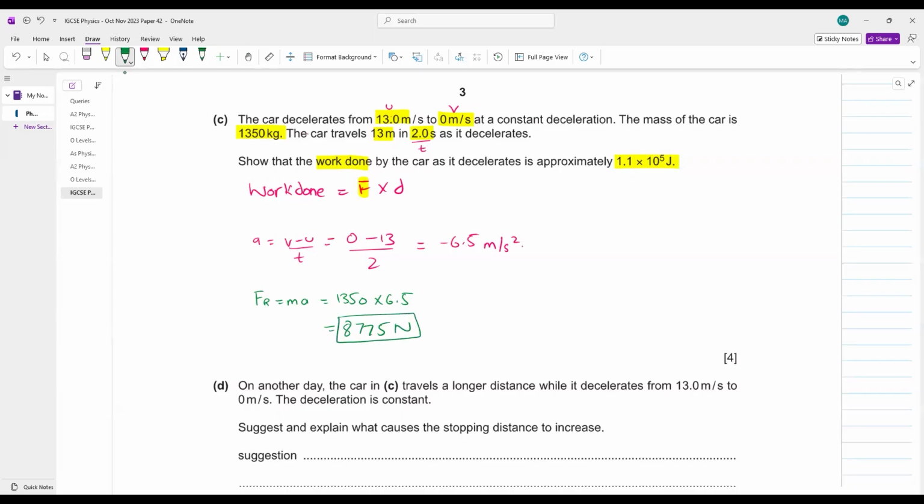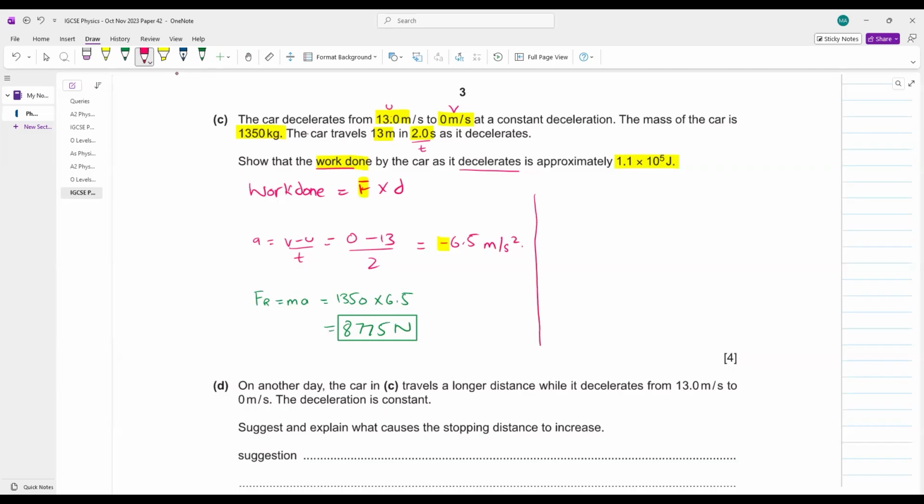Now if you realize, I have ignored the negative sign of the acceleration. Why have I ignored it? You have to calculate the work done as the car decelerates. Whenever there is deceleration, we ignore the negative sign and just give the magnitude. So that's why I've just multiplied with the magnitude.